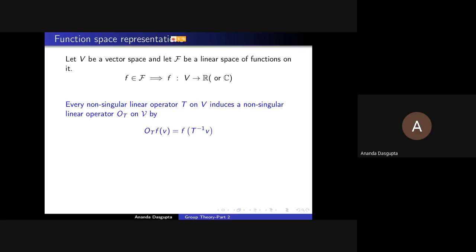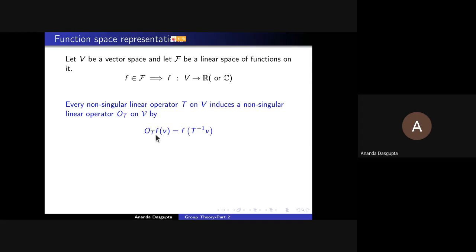So let's start again. The basic idea is that you have this linear space of functions whose elements are functions f from V to some real numbers. And the important basic theory, again, nothing to do with group representations, but this is basic linear algebra, is that if you have a non-singular linear operator T on V, this will induce a non-singular linear operator OT on curly F. This is a typo, this should be curly F. That is, OT will act on a function to give a new function.